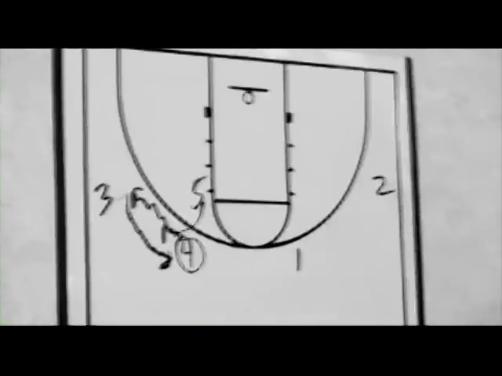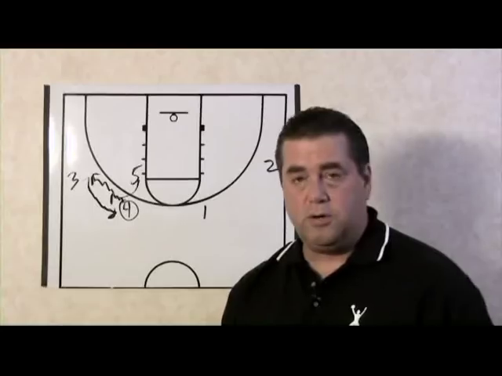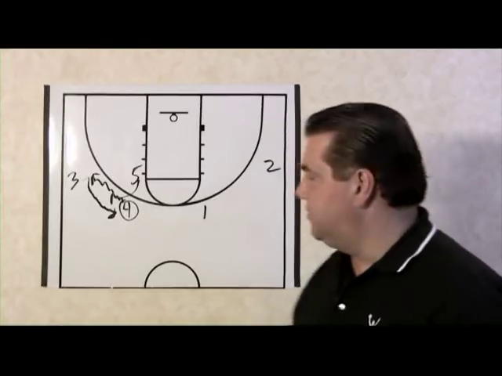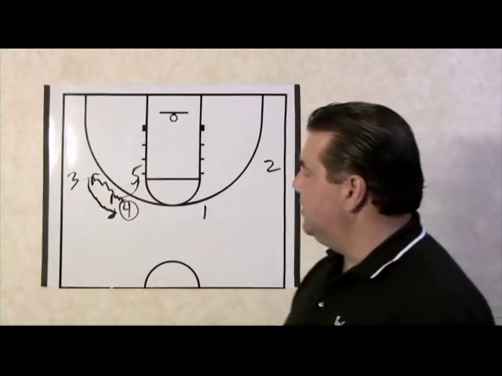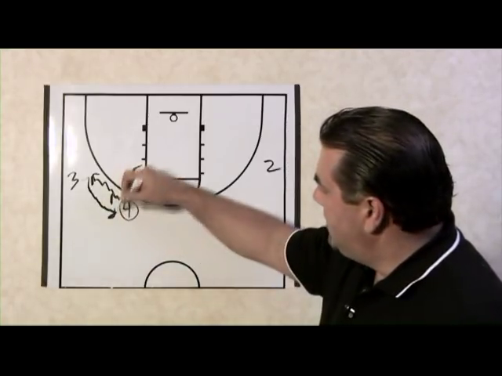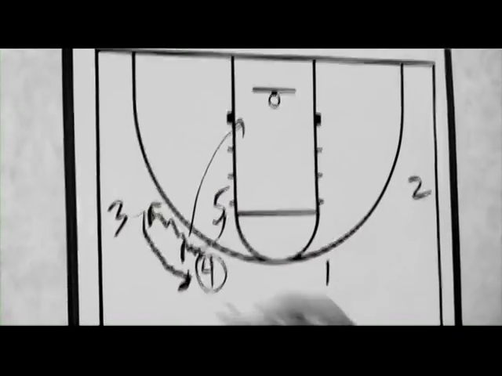Again, that's strictly an option for 5. He can remain in a high post and look to catch the basketball, which we're going to show you a little later on in the offense, in our post entries and what we do. But at any time, he can step out and set a ball screen on this little dribble handoff. If that does happen, 5 is simply going to roll to the basket after the ball screen.